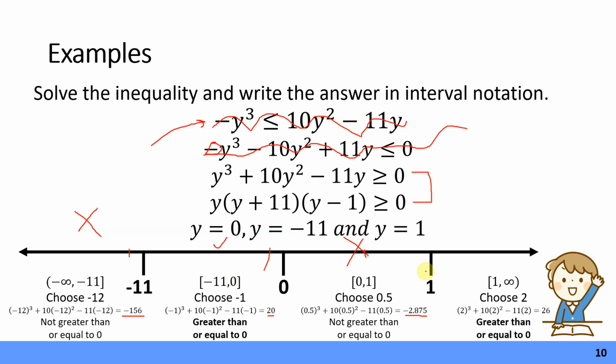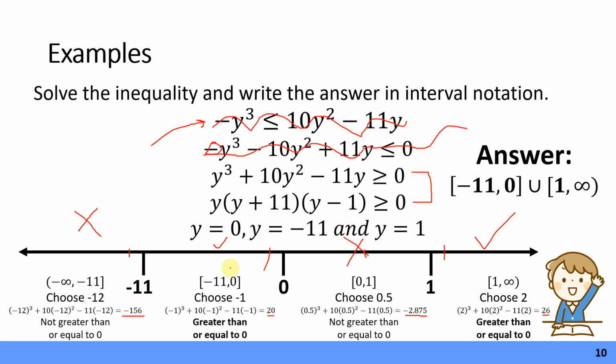The last interval is from 1 to infinity. You could choose whatever number you want. I chose 2. I put that into the polynomial on this side, so I'm going to have 2 to the third plus 10 times 2 squared minus 11 times 2. I got positive 26. Is positive 26 greater than or equal to 0? Yes, it is. And that's it. So what's my final answer? I have two answers. I have the interval from negative 11 to 0, and I have the interval from 1 to infinity. And of course, we unite them with a little union symbol.